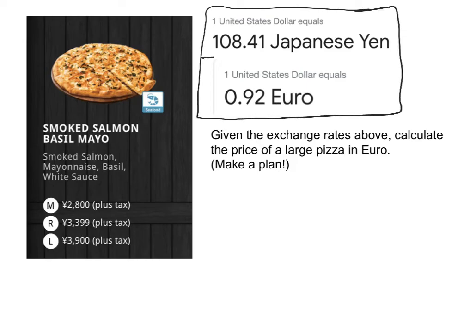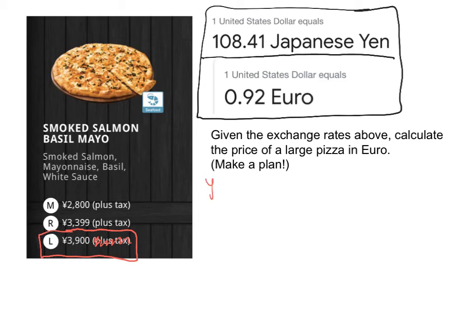So we have two. One goes between US dollars and yen. We already worked with that one. And another going from dollars to euro. Again, we already worked with that. We want to figure out how much a large pizza is in euros. So a large pizza, according to this graphic, is 3,900 yen plus tax, and we're just going to ignore the tax. So what we want to do is turn 3,900 yen into euro.